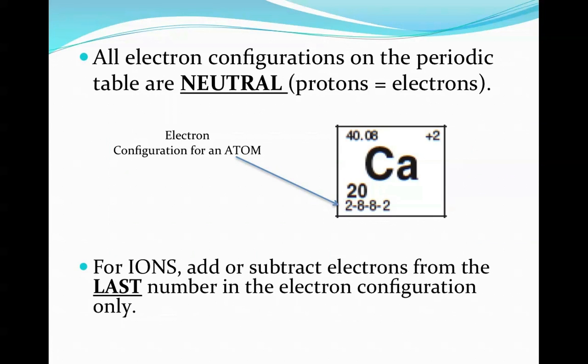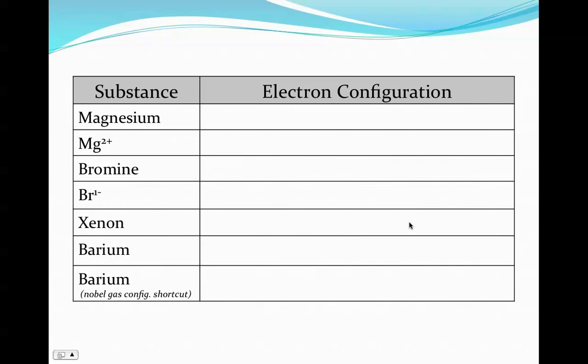Now all the electron configurations on the periodic table are neutral, and if you open up your periodic table, you'll see that each element has its own electron configuration. Now remember, it's neutral, so the protons are equal to the electrons, so we can look at any atom's electron configuration. However, for ions, we know that there has been a loss or gain of electrons, so we're going to add or subtract electrons only from the last number in the electron configuration, so from the outermost shell. So we're going to try some of these out.